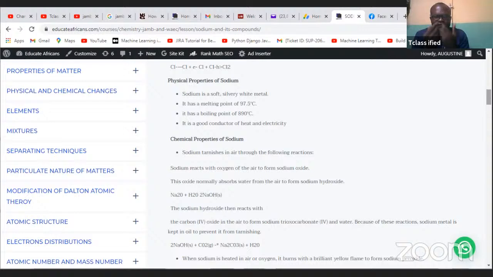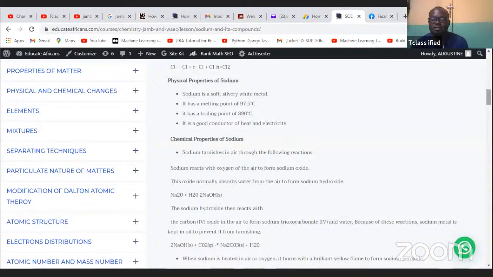It has a melting point of 97.5 degrees Celsius, and a boiling point of 890 degrees Celsius. Very important, and that is what you consider. That's why you added that calcium chloride, in order not to take it to such a high temperature that it starts melting and boiling off and you start losing your sodium. You need your sodium. Now, it is a good conductor of heat and electricity, as most metals are.